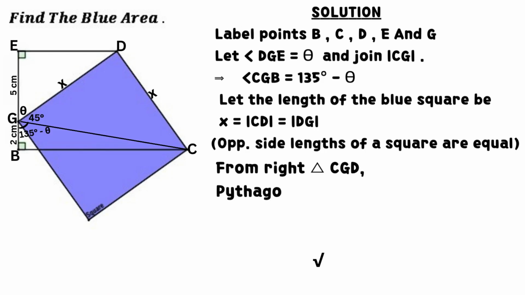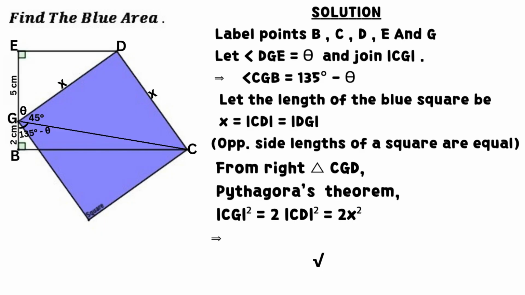From right triangle CGD, using Pythagoras theorem, the square of line CG equals 2 times the square of line CD, which equals 2 multiplied by the square of x. Take the square root of the equation. We have that the length of line CG equals x times the square root of 2.